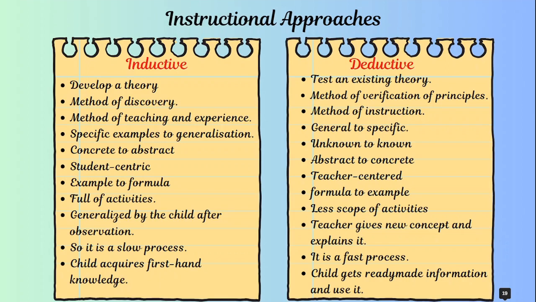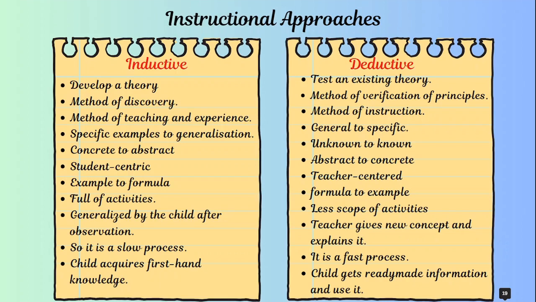The inductive method is full of activities, because the child is very active, the child experiments with things. But in the deductive method, there is very little scope for activities. This is kind of a lecture method, where only the teacher is active. In the inductive method, things are generalized by the child after observation. As a child experiments and experiences things, they observe correctly and generalize. But in the deductive method, the teacher gives a new concept and explains it.